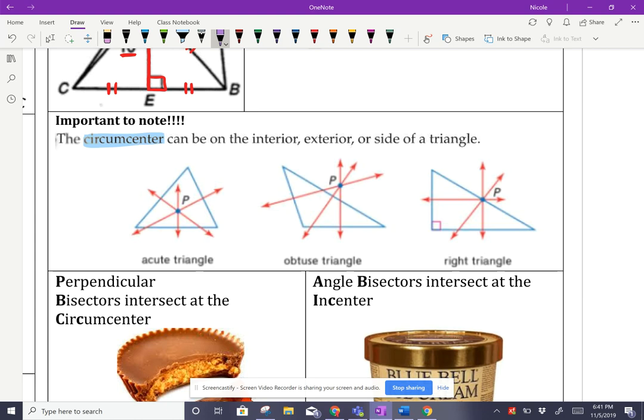If it's acute, it will be inside. If it's obtuse, it will be outside. And if it's a right triangle, it's actually going to be on a side. So as you're graphing these, you're like, oh, this doesn't look right. This is going crazy. No, it probably isn't. It's probably exactly where it's supposed to be. Just double check your math.